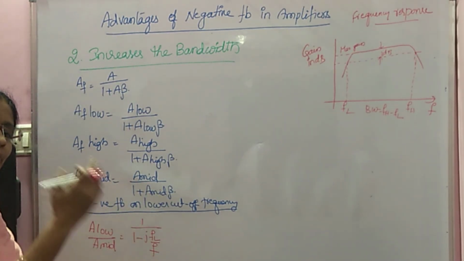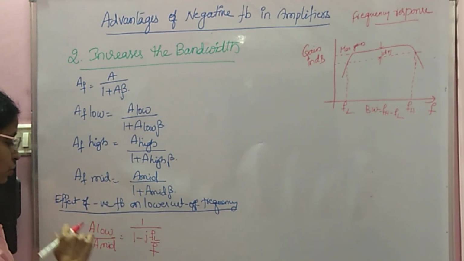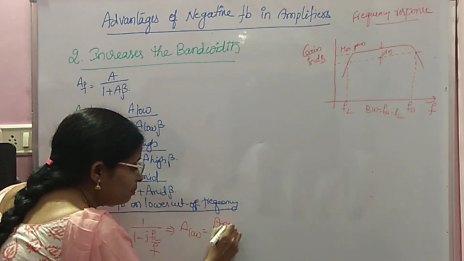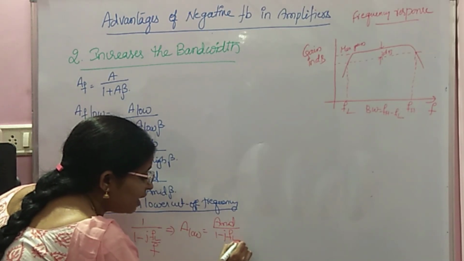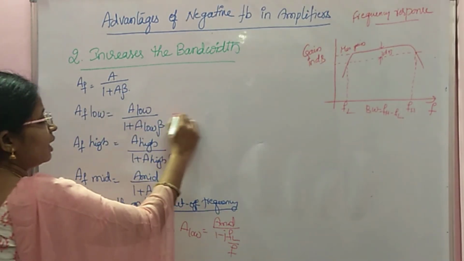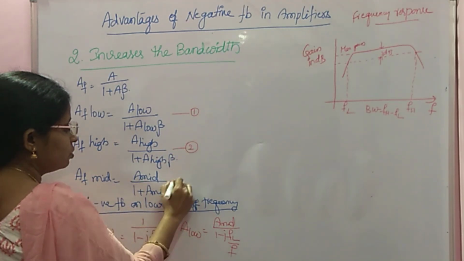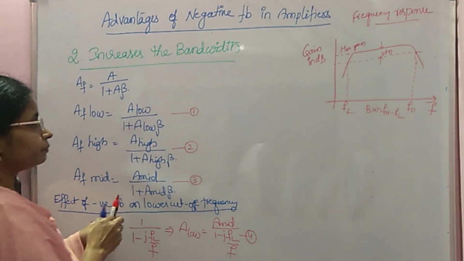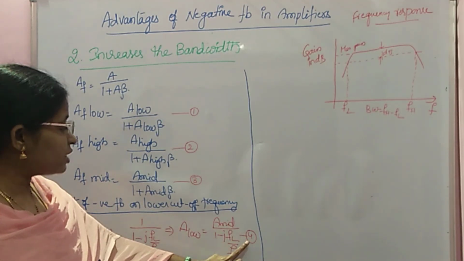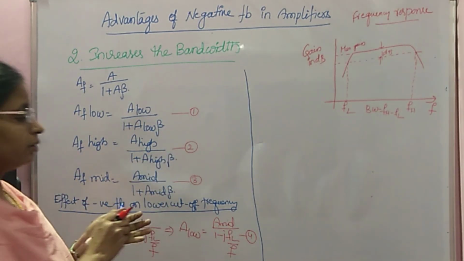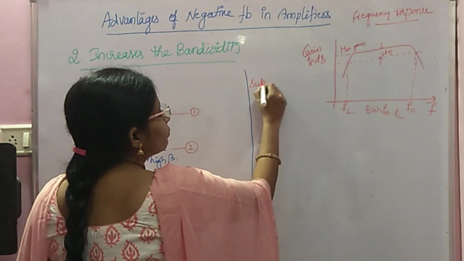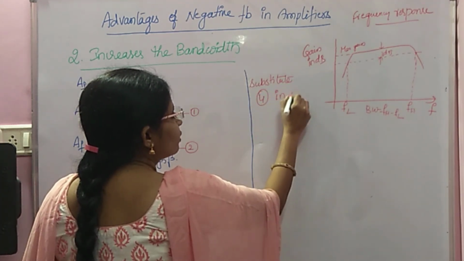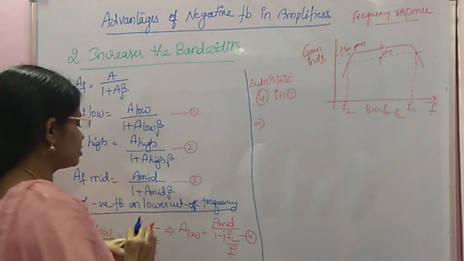This is for an amplifier without any feedback. So, what is this expression? It gives you A low is equal to A mid by 1 minus J FL by F. So, take the equation numbers 1, 2 and 3. Now this is 4. Now, substitute equation number 4 in 1.